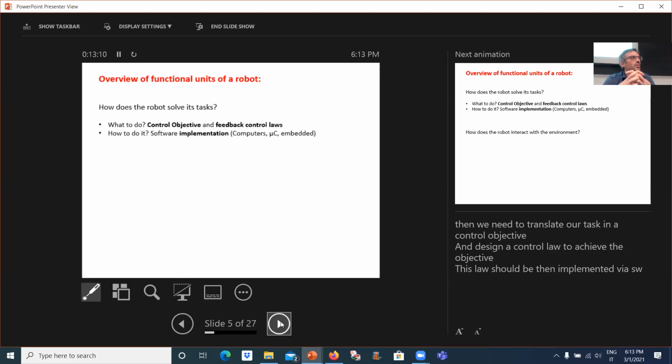Then once we define this control law, we need to implement it. And usually we implement it by software. So either you code in C++ on a computer, or in a microcontroller. You could even code in assembly if you want. And this is called embedded coding because microcontrollers are very small and could be embedded on the joints. So they don't need to be in a separate location. They can move with the link itself.